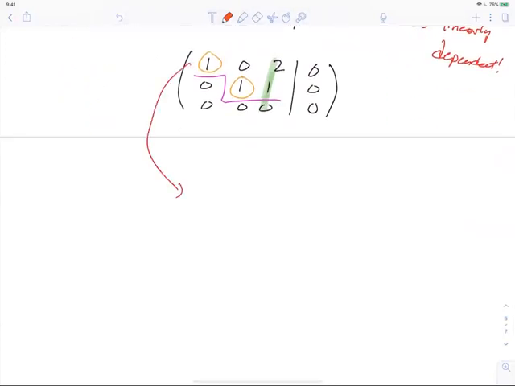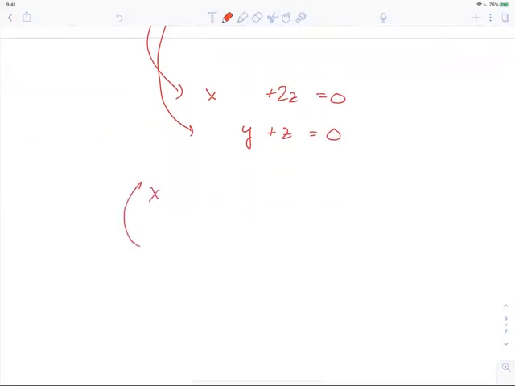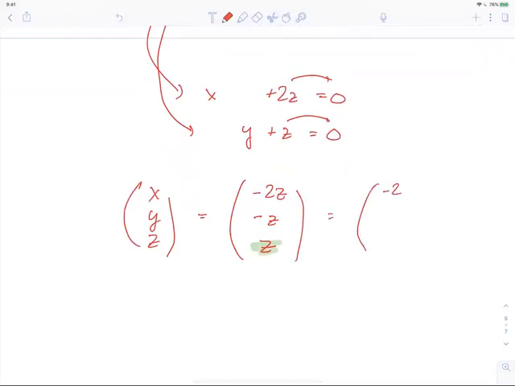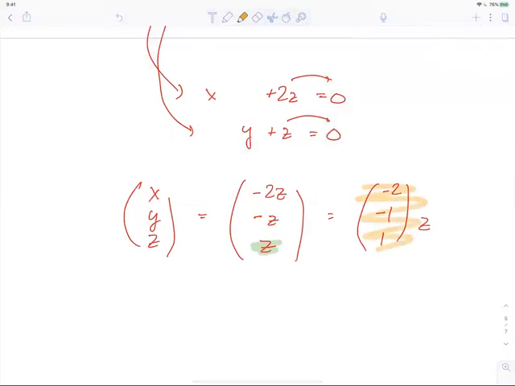So this first equation means x plus 2z is equal to 0. And the second equation corresponds to y plus z is equal to 0. So if we put this in geometric form, we're going to solve for x and solve for y. So we get that x is minus 2z, y is minus z, and z is free. So it just becomes z. Or more accurately, we can factor out the z. So now we get a line. It's kind of weird what this thing actually means. What does this line mean?